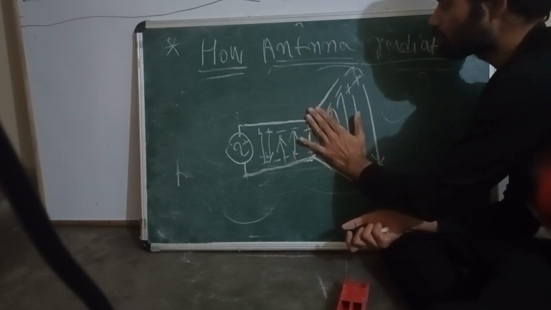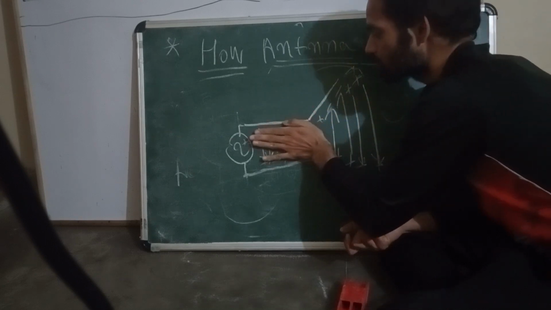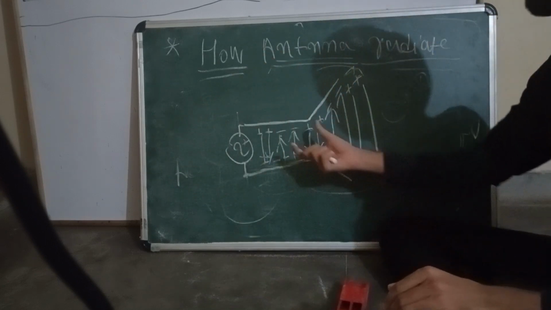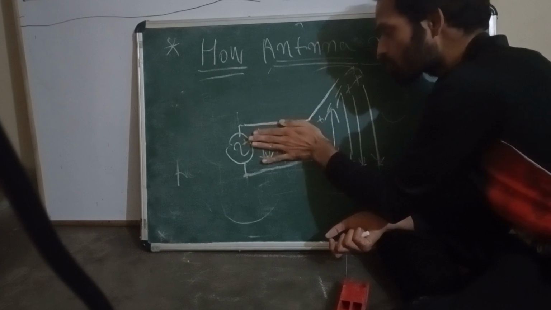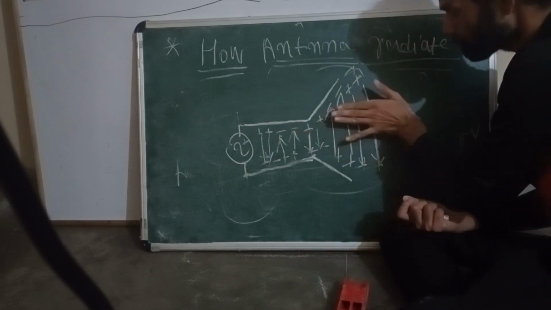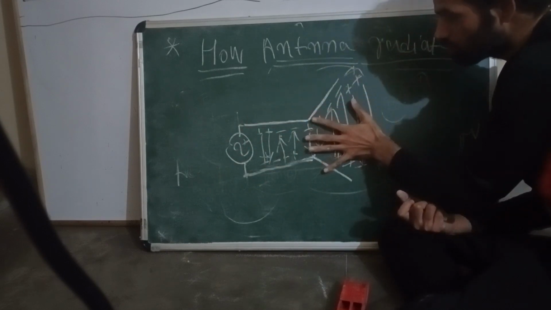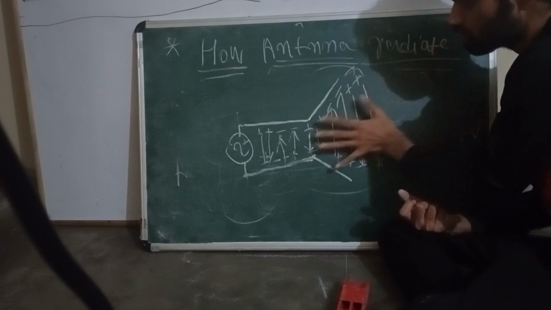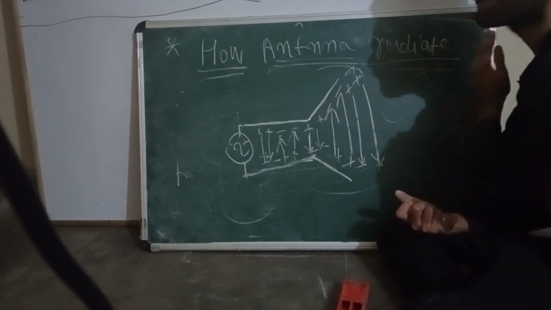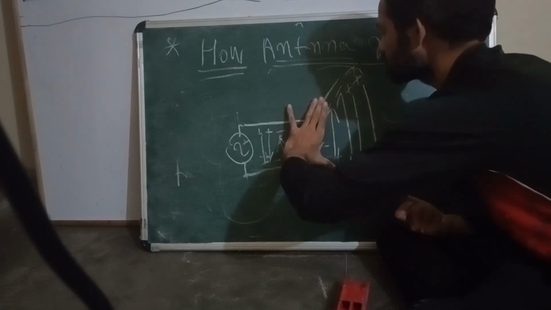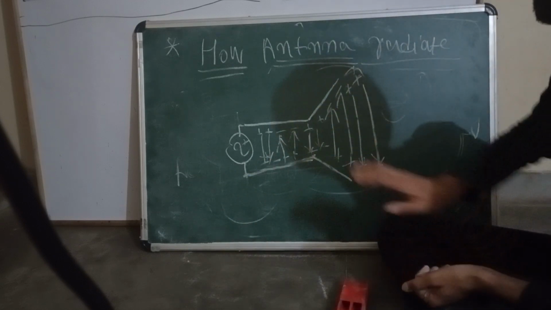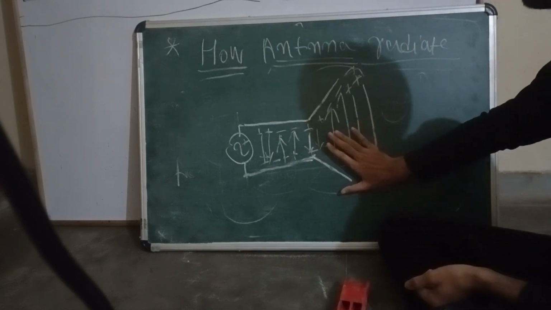Okay, so this portion will get radiated, but this portion will get cancelled. The field within this portion will cancel each other, but the field within this tapering or flaring portion will get radiated. So this is behaving like an antenna. So this is my antenna.